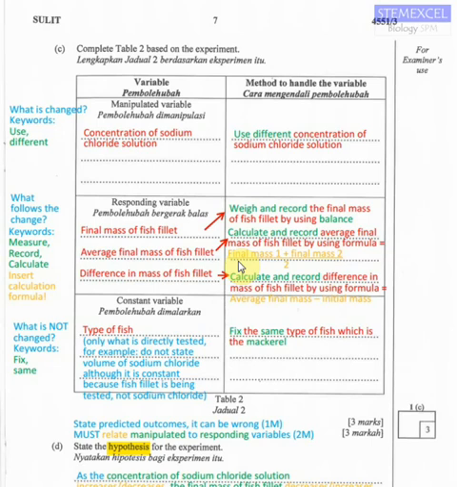So how do you get an average? So final mass 1 plus final mass 2 divided by 2. And also say how you find the difference in the mass of the fish fillet. So this would be by putting calculate and record the difference and then using this formula: average of final mass minus the initial mass. So this would be the method. So it's alright to put more just to be sure.